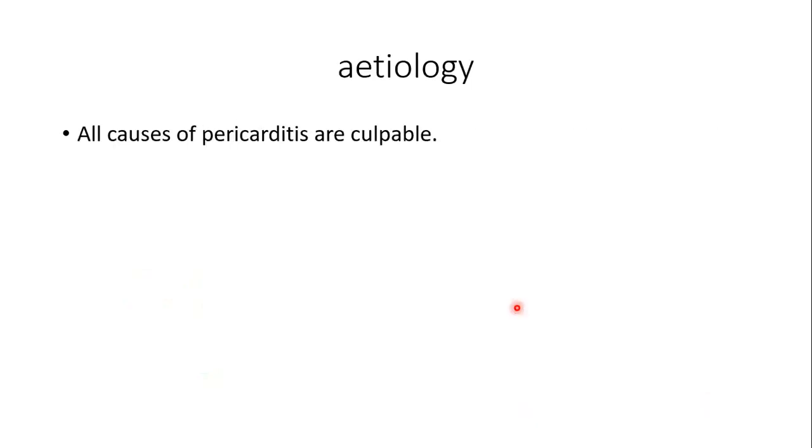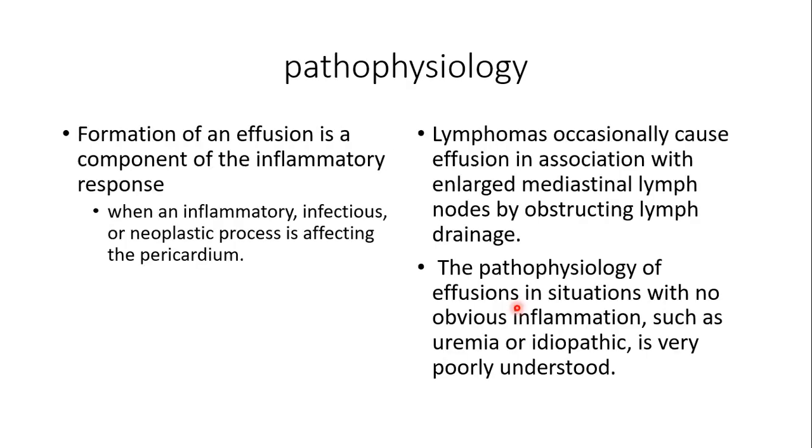Okay, so let me just go back a little. Yeah. So for the etiology, most of what causes pericarditis is culpable in tamponade. And for the pathophysiology, we tend to have accumulation of fluid. So formation of the effusion is a component of the inflammatory response. It could be an infectious process, inflammatory process, or neoplastic process that will lead to formation of fluid within the pericardium.